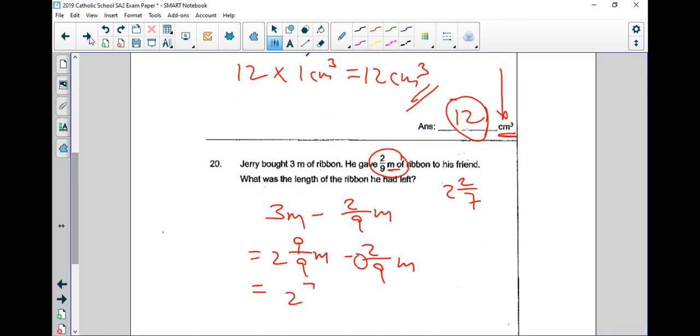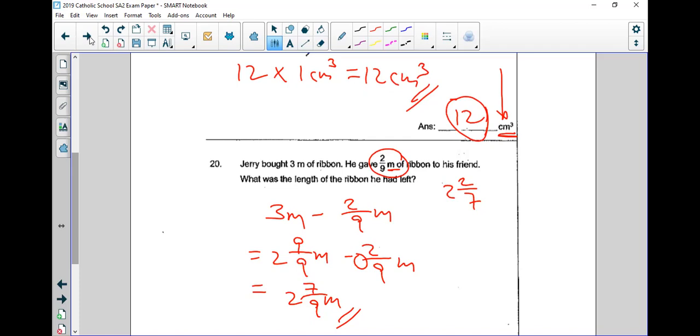9 minus 2, 7 over 9 meters. Very simple, right? Okay, so if it's a fraction problem, you write a fraction answer. If it's a decimal problem, decimal answer, unless the question tells you otherwise. Mr. Ong, you wrote 2 and 7 over 9 instead of 2 and 2 over 7. The answer key is 2 and 2 over 7.